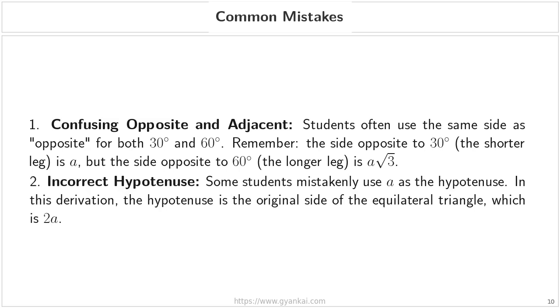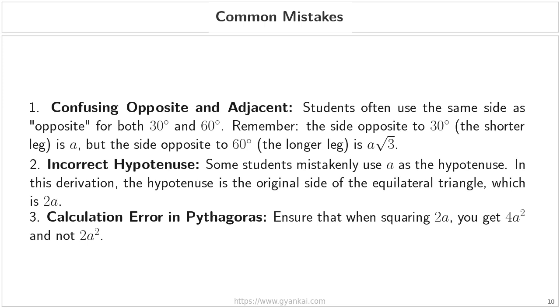Second, be careful not to identify the incorrect hypotenuse. I have seen students mistakenly use a√3 as the hypotenuse. But remember our construction from the beginning. We started with an equilateral triangle where each side was 2a. Therefore, in our right-angled triangle, the hypotenuse is the original side of that triangle, which is 2a.